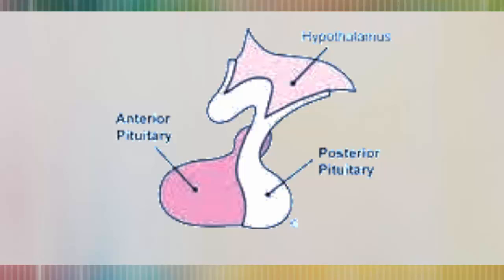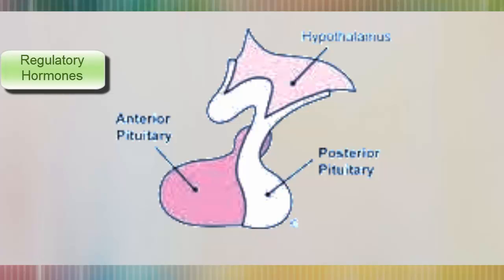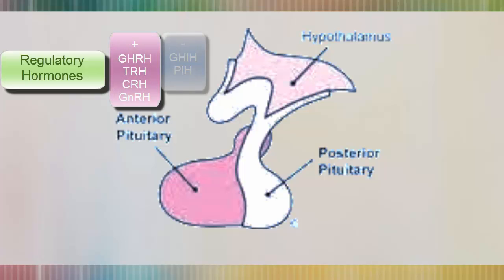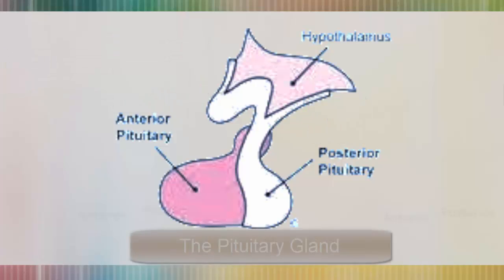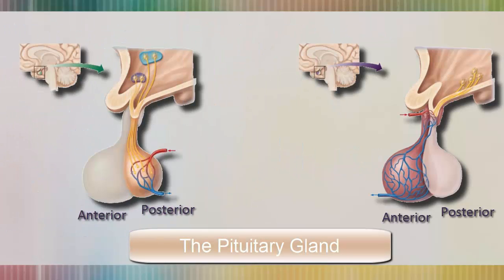The hypothalamus produces 8 hormones. 6 of these are regulatory hormones that control the anterior pituitary. 4 of these are releasing and 2 are inhibiting. The hypothalamus also produces 2 hormones that are stored in and released by the posterior pituitary. Anatomically and functionally, the pituitary gland is 2 distinct and separate glands. The posterior pituitary is an outgrowth of the hypothalamus, therefore it is neural tissue, whereas the anterior pituitary is derived from the oral mucosa and is epithelial tissue, making it a true endocrine gland.